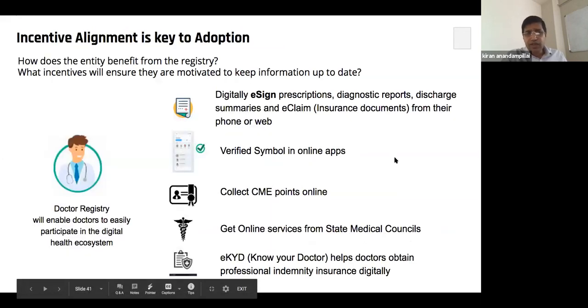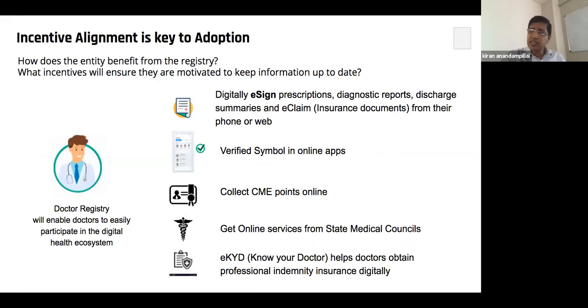So we talked about how incentive alignment is key to adoption. And this is the current thinking that we have heard on what the doctor registry would do. The first and foremost question would be: if there is an entity who's going to be part of a registry, what are their motives to become part of it? Why should a doctor say that I will actually become part of a doctor registry, and what is their motivation to keep that information up to date?